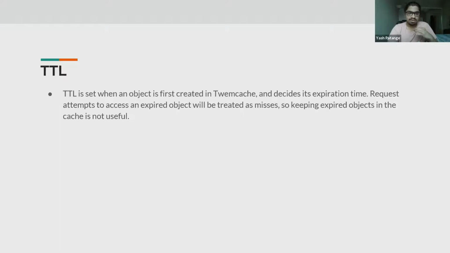TTL stands for time to live. Time to live is set when an object is first created in Memcache, and it decides its expiration time. Whenever a request attempts to access an expired object, that expired object will be treated as a miss. So it is very necessary to purge all these expired objects from the cache.